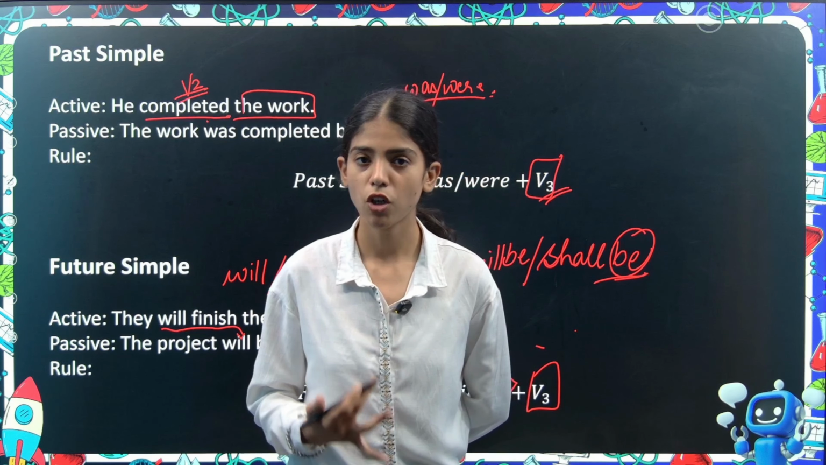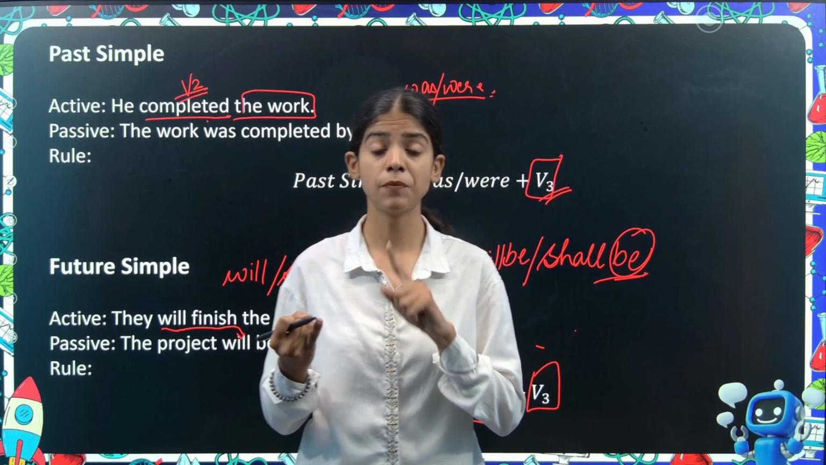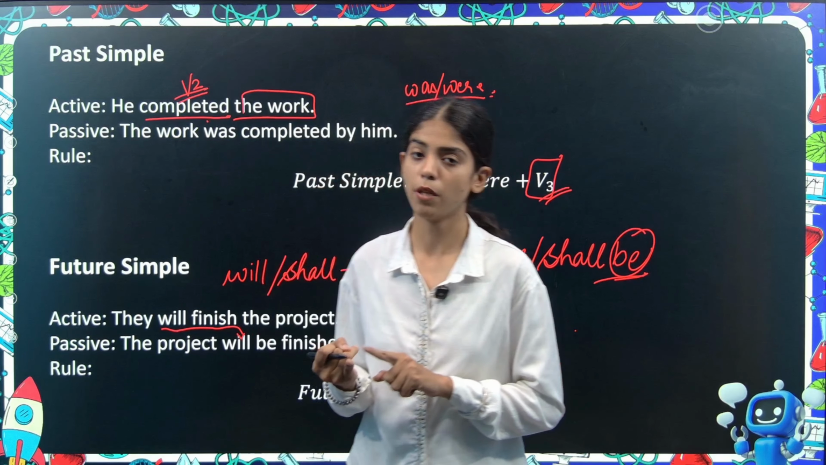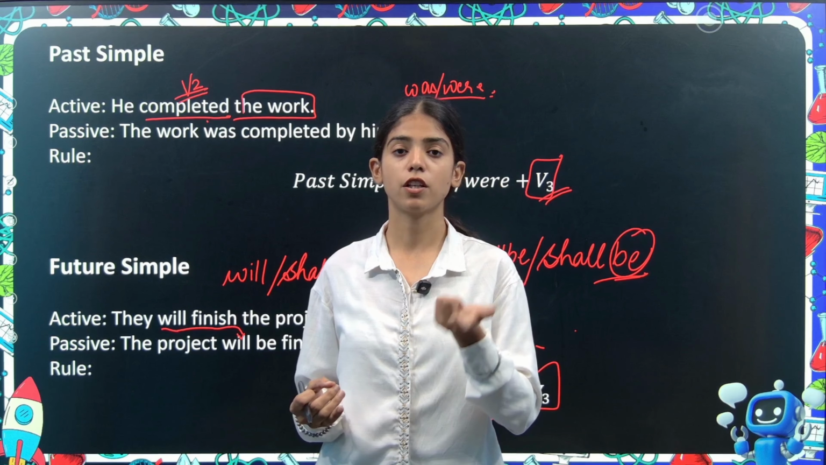So in the next video we will move further with the subparts of tenses: if it is present continuous, if it is present perfect, then what are the rules? How do we convert the active voice into passive voice?